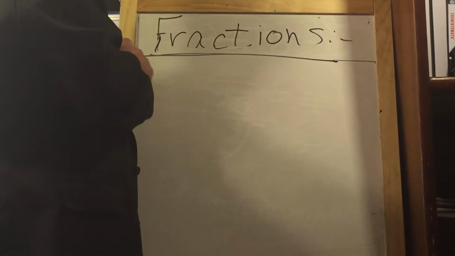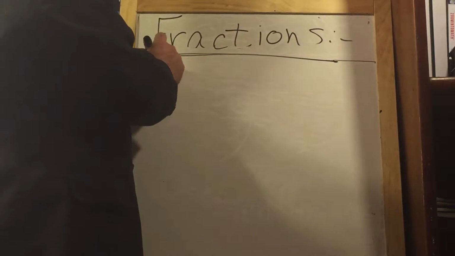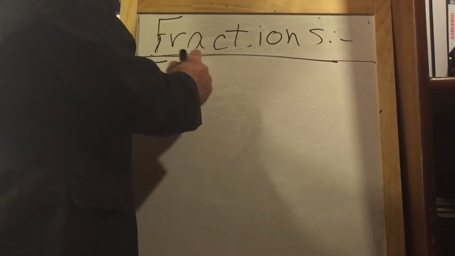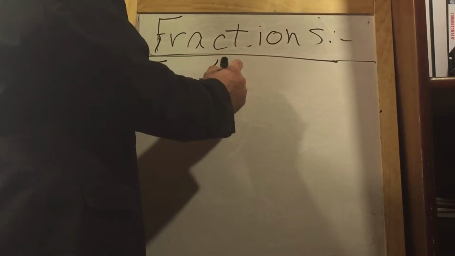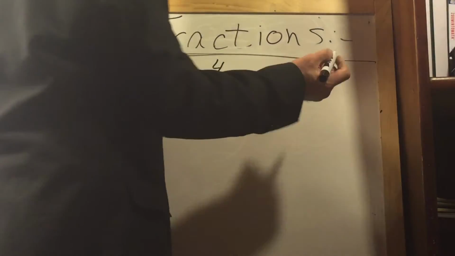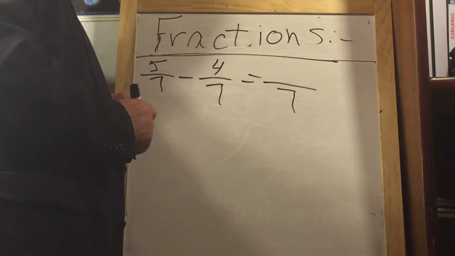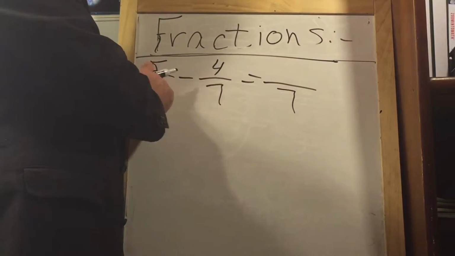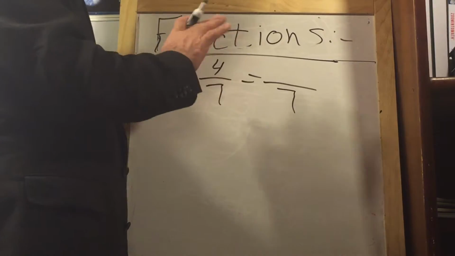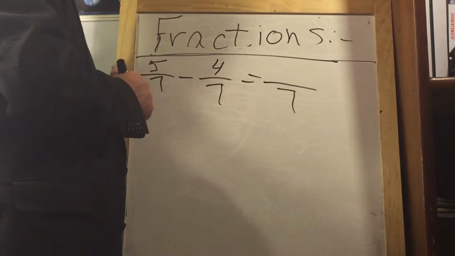Okay, how about if we have 5 over 7 minus 4 over 7? Easy. Just put the 7 on the bottom, because they are the same. Now, if they're different, it's going to be different. We're going to explain that in a few minutes.